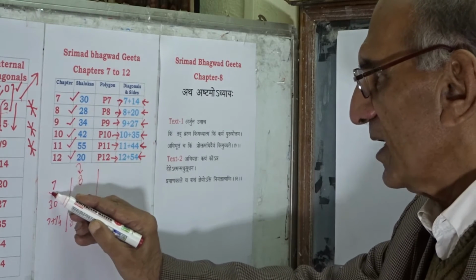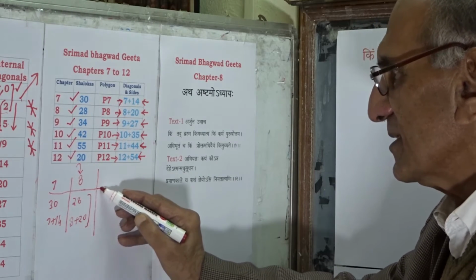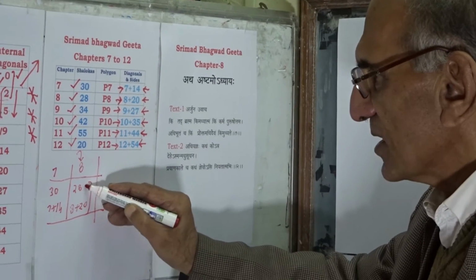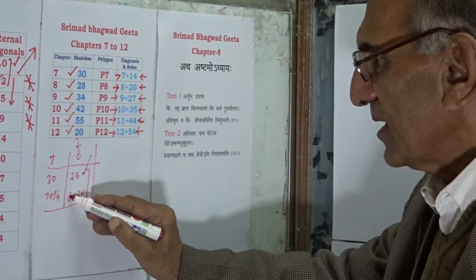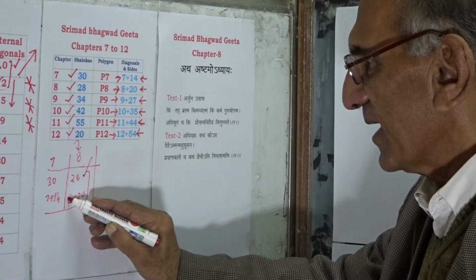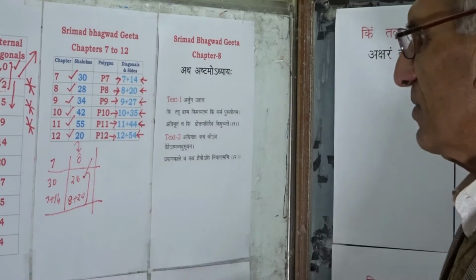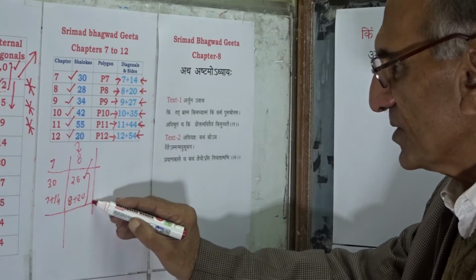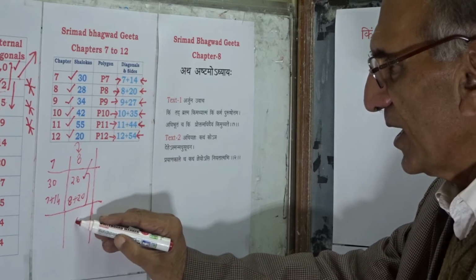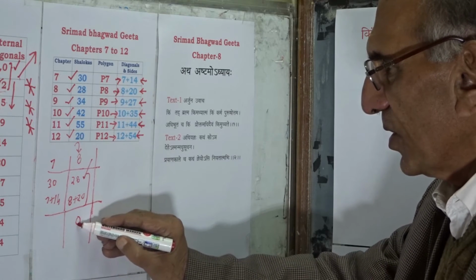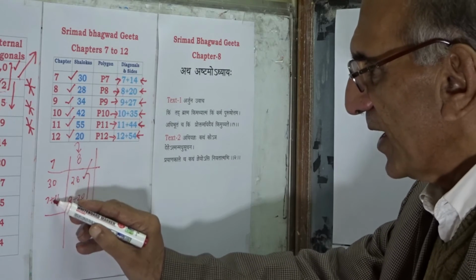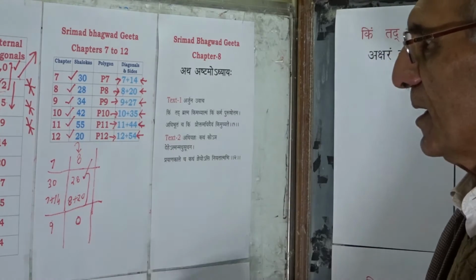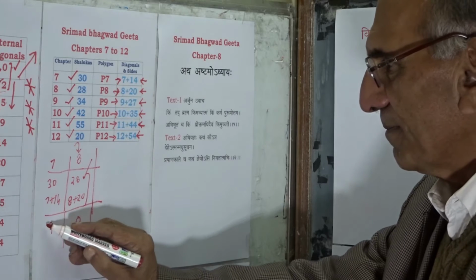at value 8, in this phase and stage, the number of shlokas are 28 and the number of sides and internal diagonals of polygon 8 as well are 28, and the difference value here is 0, and the difference value here is 9. Now it is minus 9.